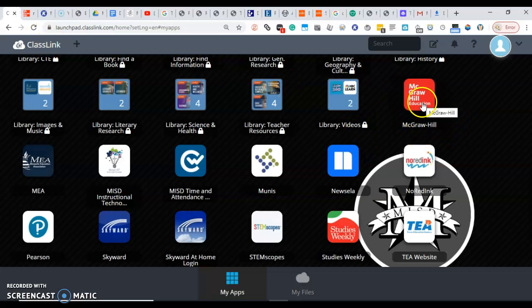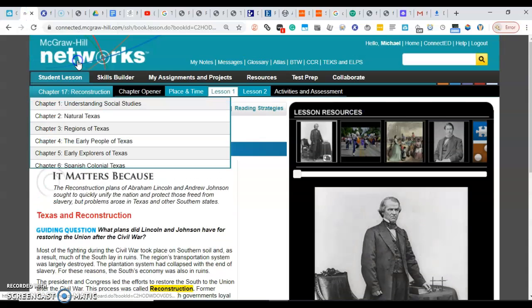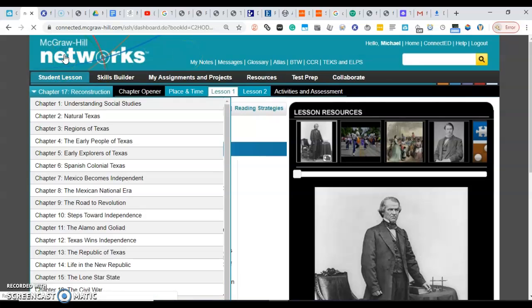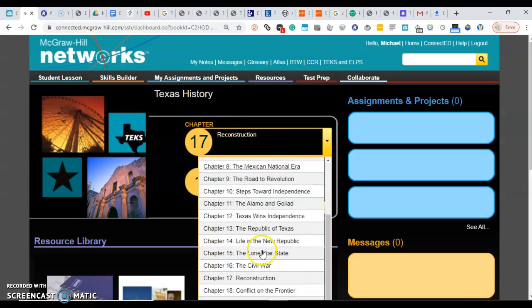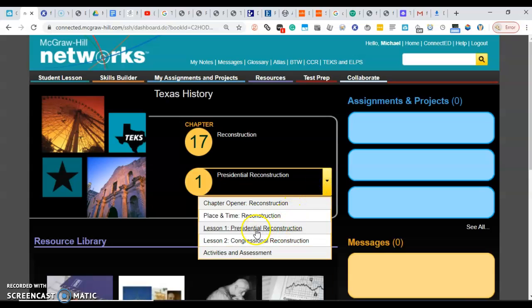I prefer you to open up your digital book. So remember to do that. Go to your Mesquite login portal. Click on McGraw-Hill. And then you'll open it up to chapter 17 for this one. So at the very beginning, what that's going to look like is like this. So when you pull up, you need to click on this, scroll down to chapter 17, and then click open to this section right here, Presidential Reconstruction.